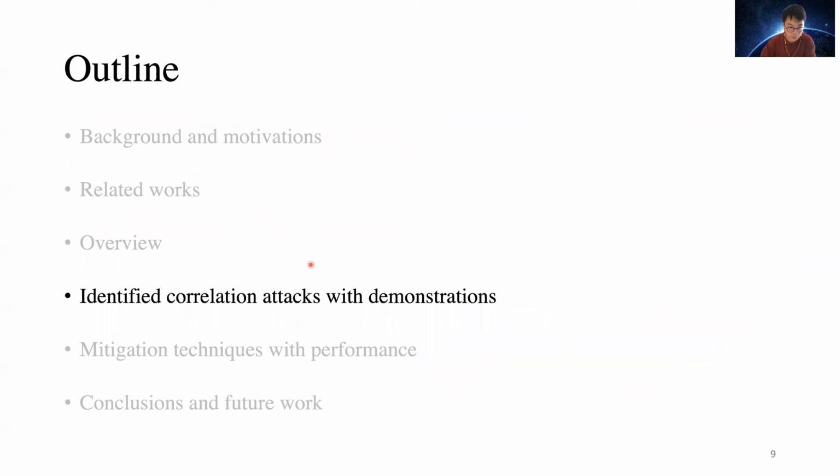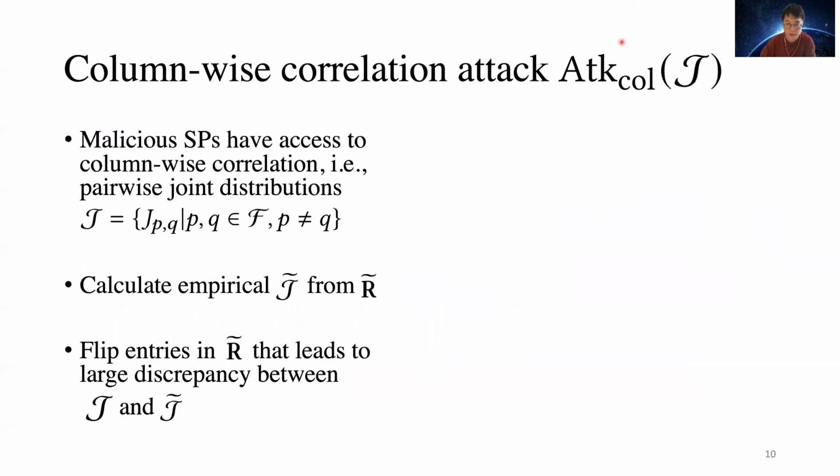Now let me dive into the identified correlation attacks. First is the column-wise correlation attack. In this attack, we assume the malicious service provider knows the column-wise correlation, which is represented using a set J. Each element in the set is a joint distribution between 2 different attributes in the database.